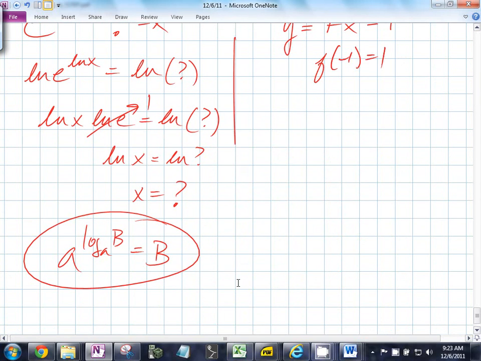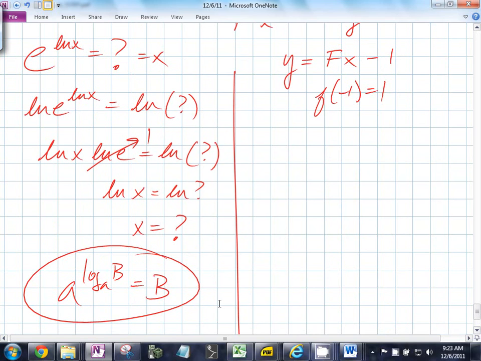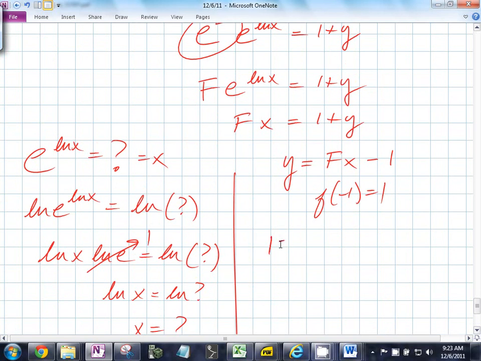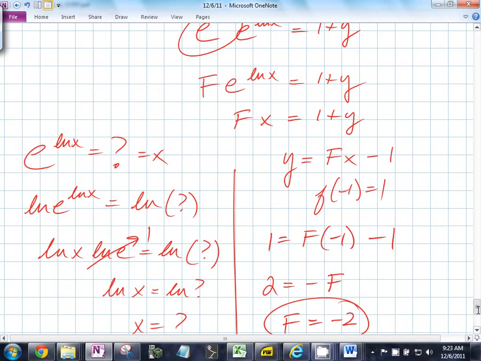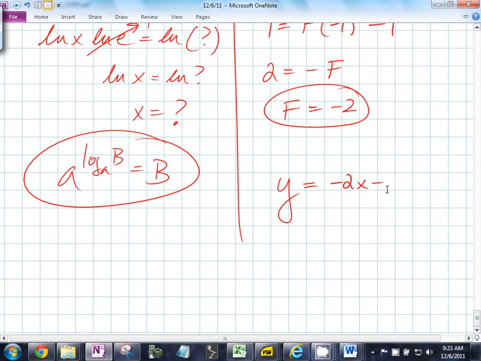So what is our question? y is equal to what? Negative 2x minus 1. We're not quite done yet, I don't think. I think it asks a little something else. Let's see. It says, oh, and state its domain. What's its domain? Domain is all real numbers.